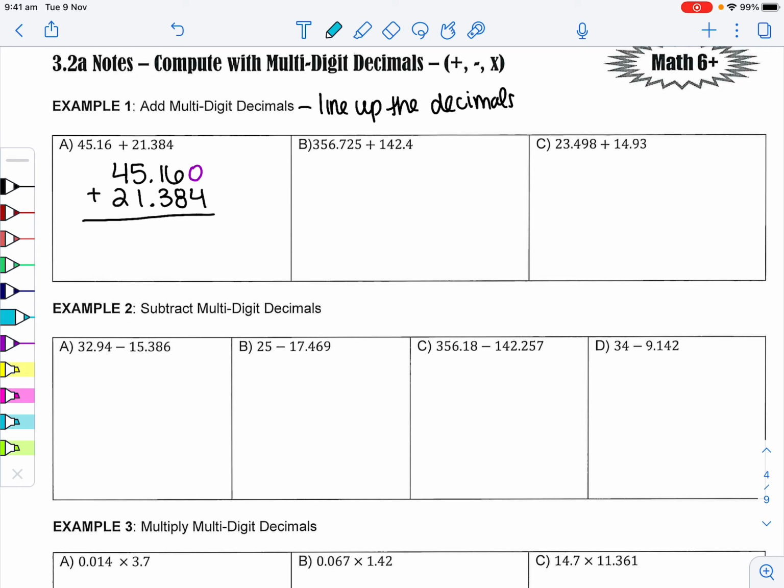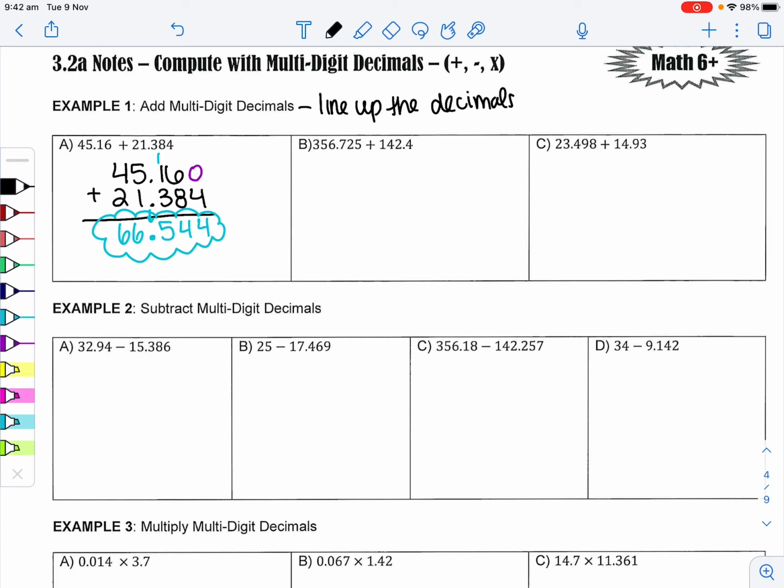So I'm going to add going from right to left. So 4 plus 0 is 4. 6 plus 8 is 14. Carry the 1. 3 plus 1 is 4. Plus 1 more is 5. And then that decimal comes straight down. 5 plus 1 is 6, and 4 plus 2 is 6. So my answer here is 66.544.